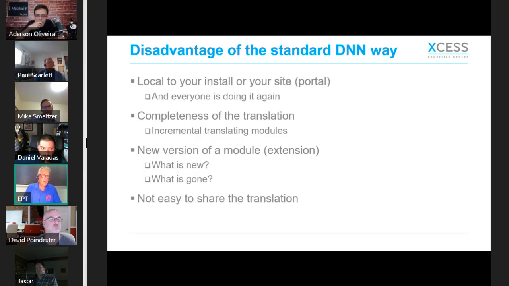And because translation is not an easy task, if you have a lot of text elements, you see that the translation is only done for 10% or 20% or 30%, but never for 100% in total. And the new problem comes along when there is a new version of a particular module. It's very hard if you use the standard DNN way to find what are new text elements that have been improved or changed in the new module, added to the module, or what text elements are gone.